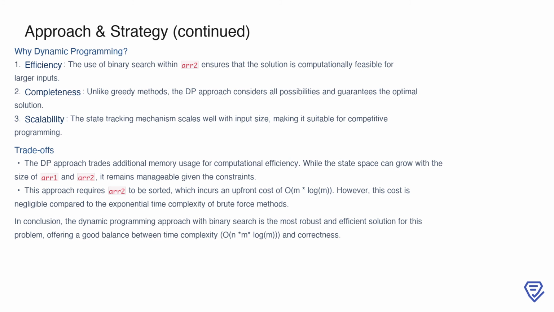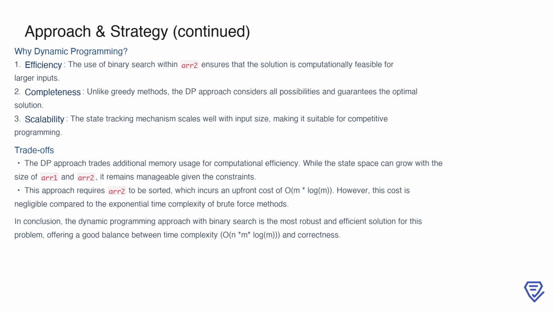Dynamic programming is the chosen strategy for several reasons. First, it's efficient. Using binary search within ARR2 ensures the solution is computationally feasible, even for larger inputs. Second, it's complete. Unlike greedy methods that risk missing the optimal solution, the DP approach systematically evaluates all possibilities to guarantee correctness. Third, it scales well with input size due to its state tracking mechanism, making it an excellent choice for competitive programming. Of course, there are trade-offs.